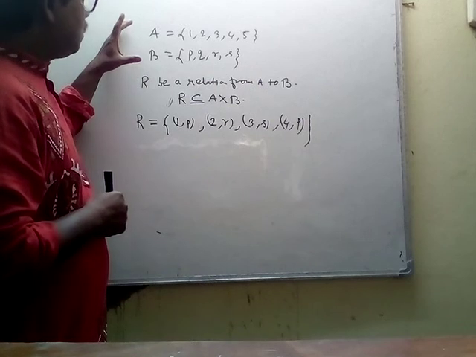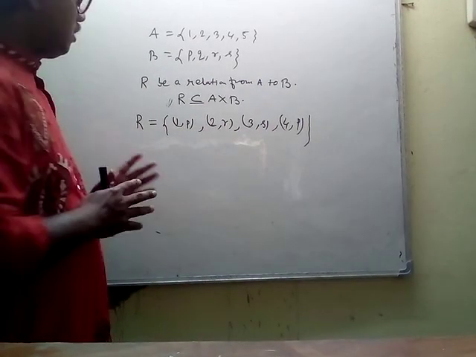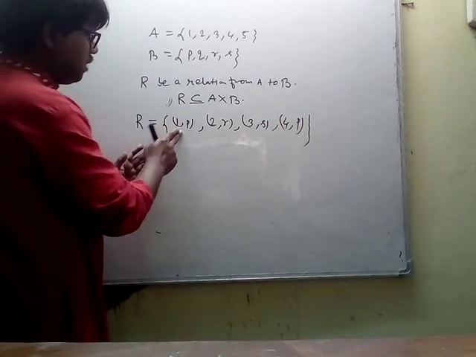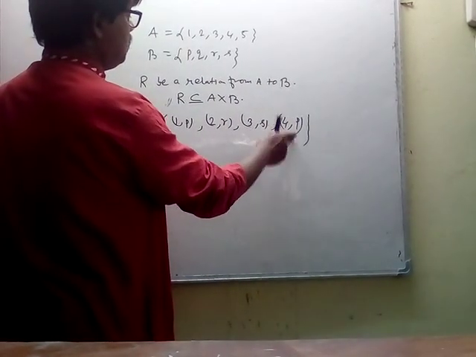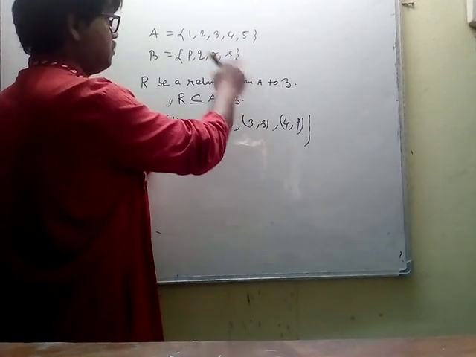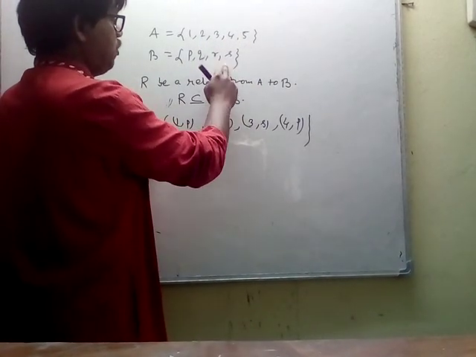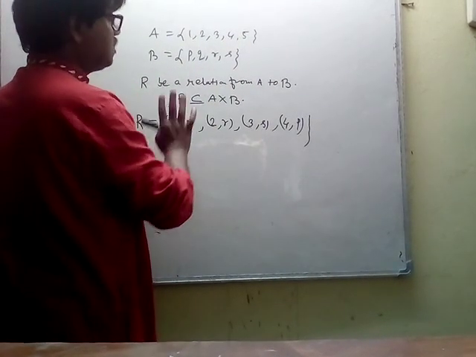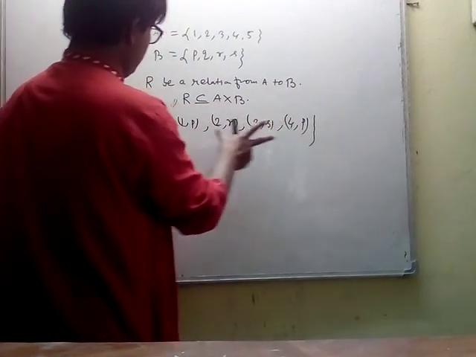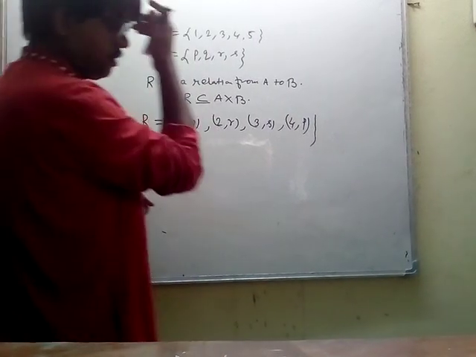We take 1, 2, 3, 4, that is 4 ordered pairs out of 20 ordered pairs. Every ordered pair belongs to A cross B. A cross B contains 5 into 4, that is 20 ordered pairs. Out of 20 ordered pairs, we take only 4 ordered pairs. So R is a subset of A cross B.